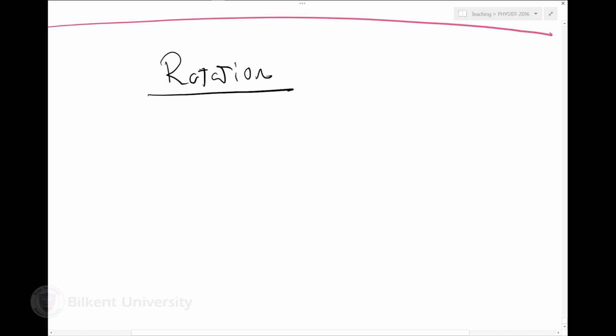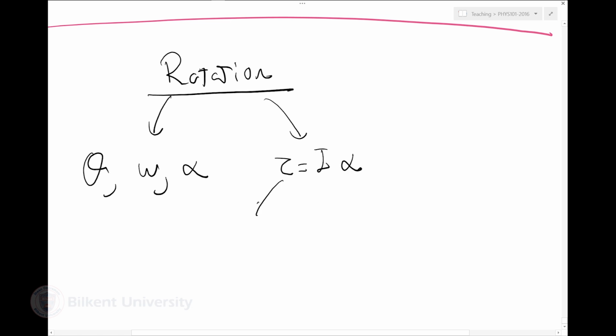About rotation, what do you need to remember? You need to remember the definitions of theta, omega, alpha, and then you need to be able to apply dynamical equations where torque is equal to I alpha. You need to remember what torque was, R cross F. You need to remember what I was, integral R squared dm.